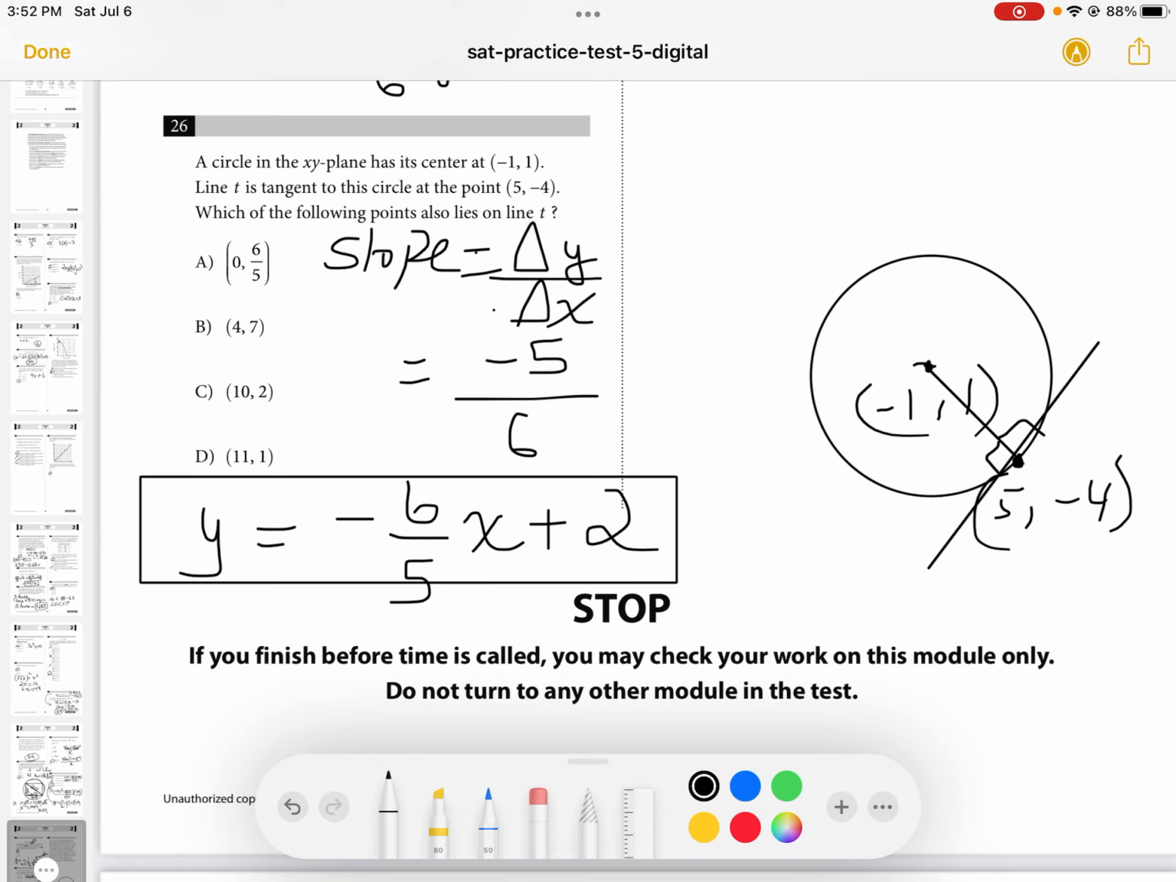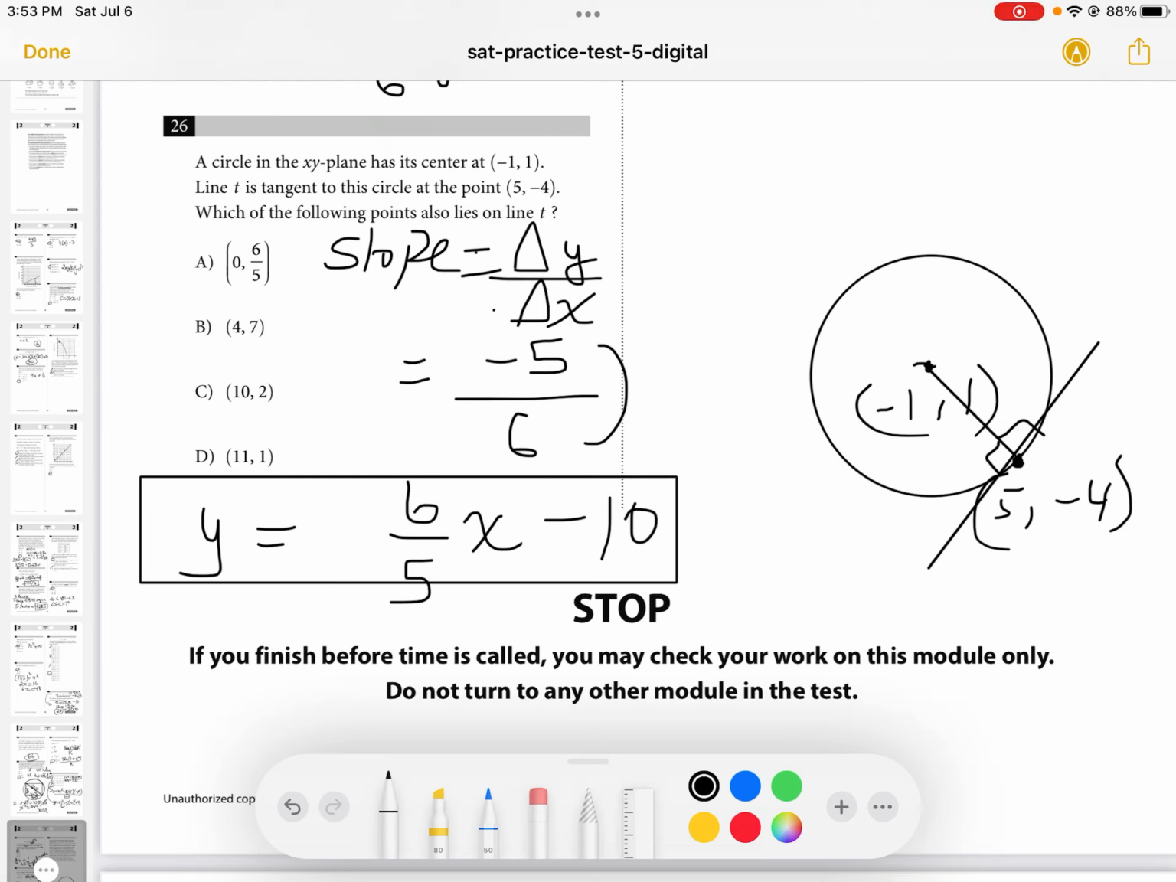Wait, hold up. Sorry guys, made another error. The slope here is wrong. Hold on. The slope is supposed to be positive. The slopes are negative reciprocals of each other, the slope of the radii and the tangent line. So the slope is supposed to be 6 over 5x. When we plug in x equals pi, we get b is negative 10. So that's the equation. Okay.